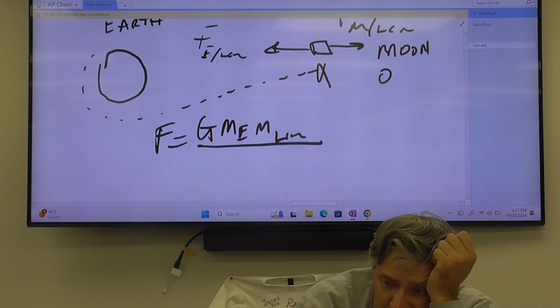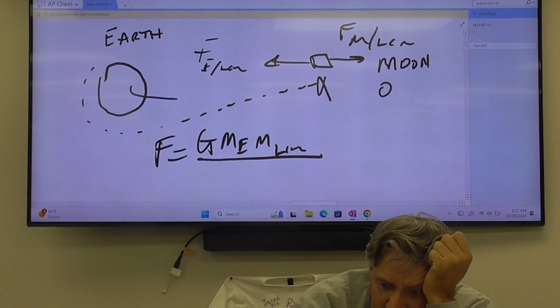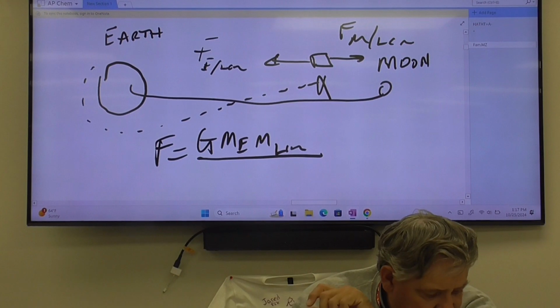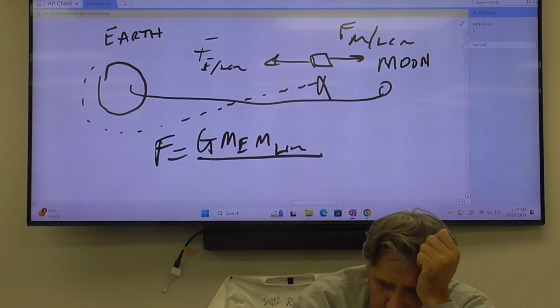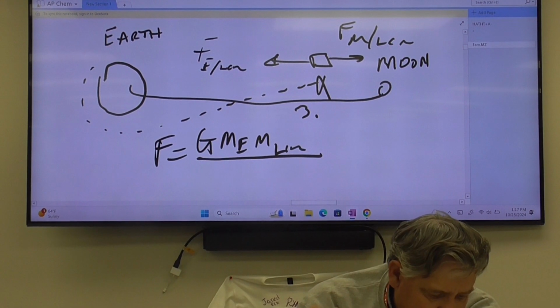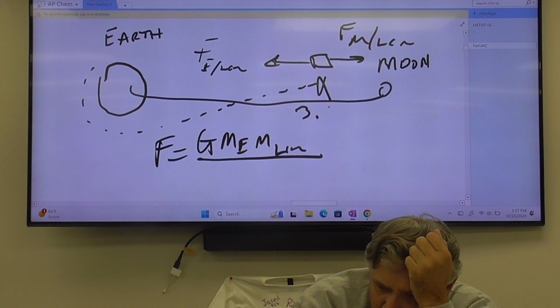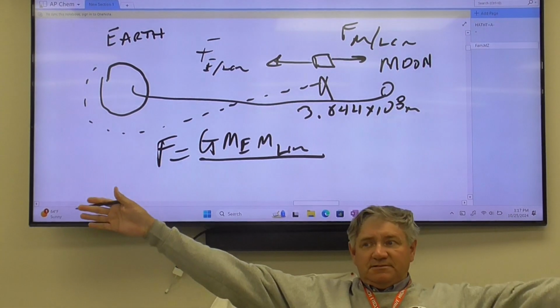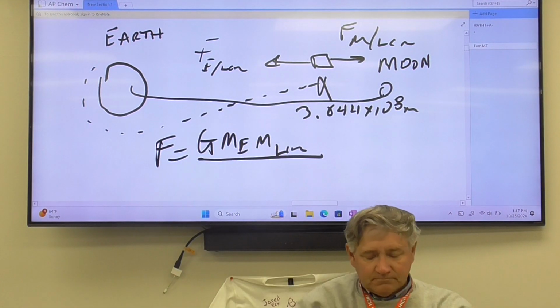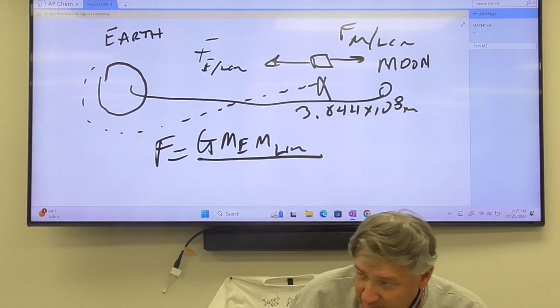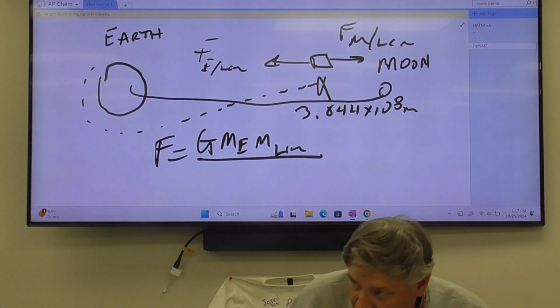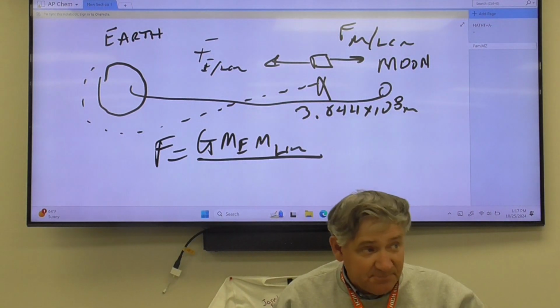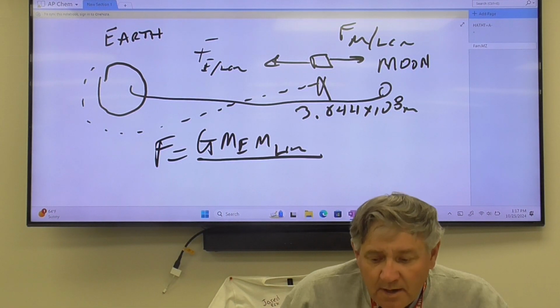Now, I tell you that the total distance between the Earth and the moon is 3.844 times 10 to the 8th meters. So that's the entire distance from the Earth to the moon. The number's actually getting bigger. The moon is actually drifting away from us, okay? Don't flip out. It's not much, but it is drifting away from us.